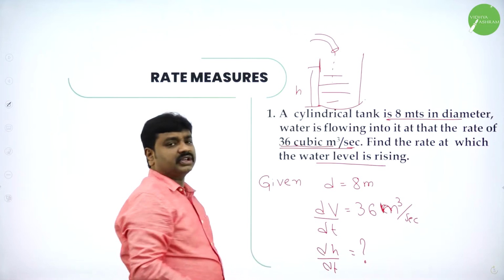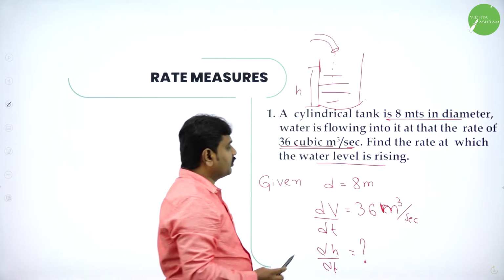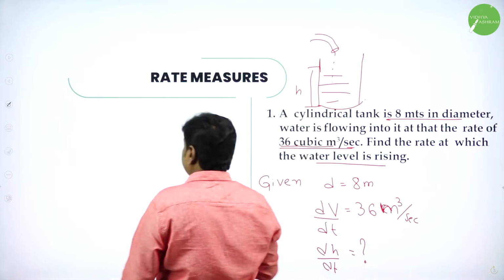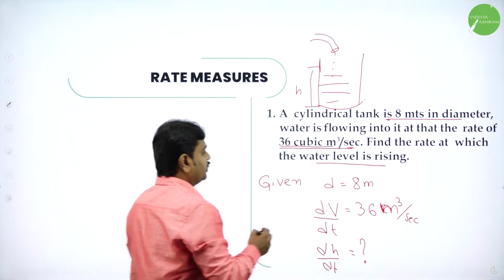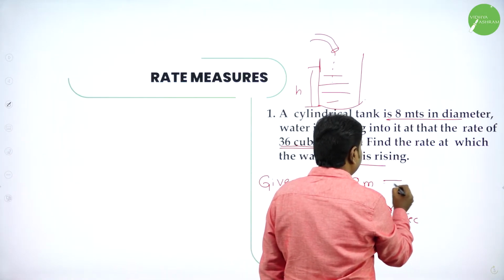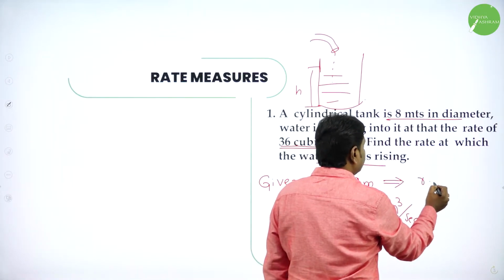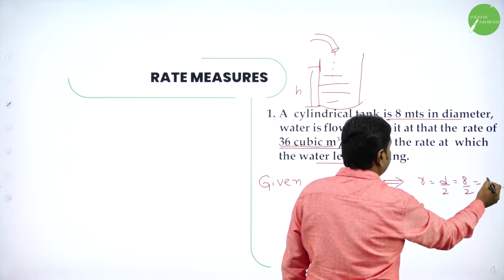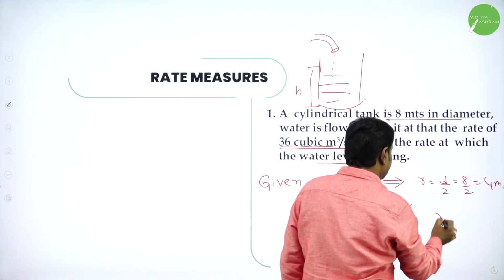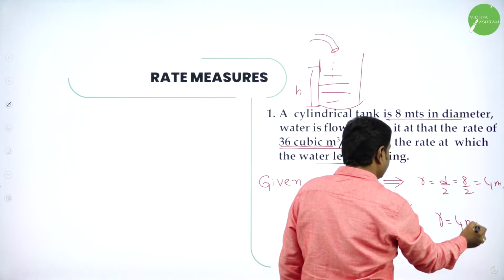So when you read the question, they give the diameter. From the diameter, get the value of radius. That implies, what is radius, my dear students? Radius is half of diameter, that is 8 by 2. 8 by 2 is what? 4 meters. So now you got the value of radius. Radius is 4 meters.